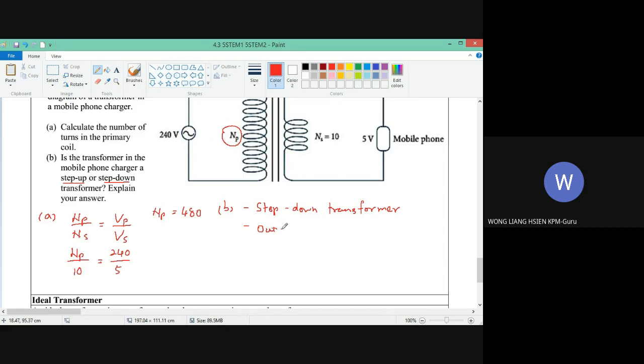So for example, output voltage lower than input voltage. There are a few answers that are acceptable for the explanation. You can say output voltage lower than input voltage. You can say voltage in secondary coil lower than the voltage in primary coil. You can also say number of turns in secondary coil less than number of turns in primary coil. Also can. There are a few explanations that are accepted.